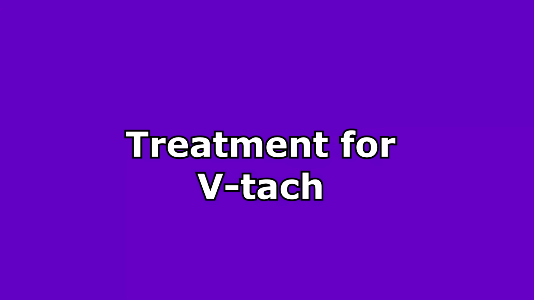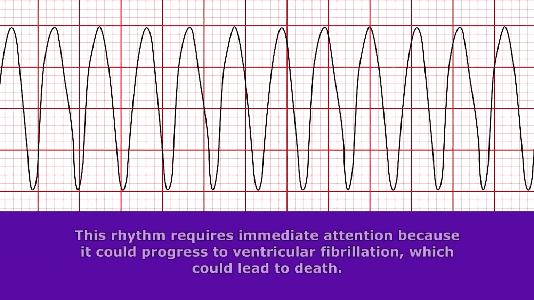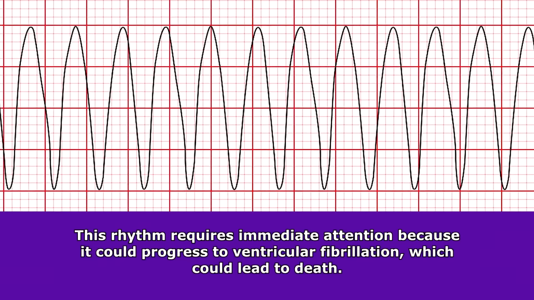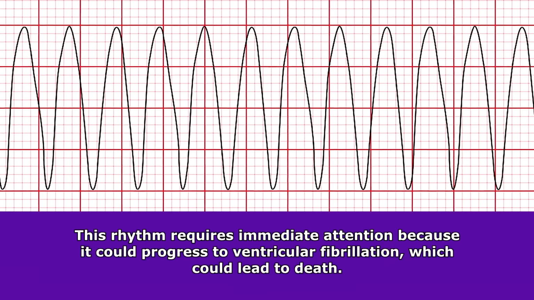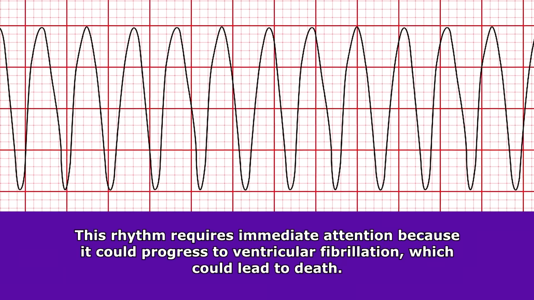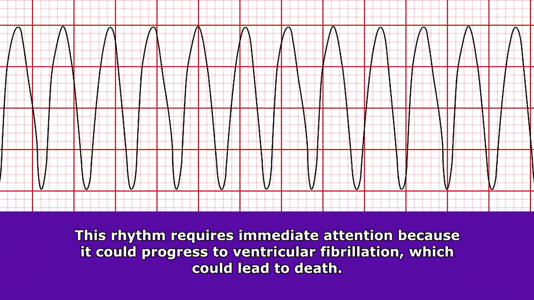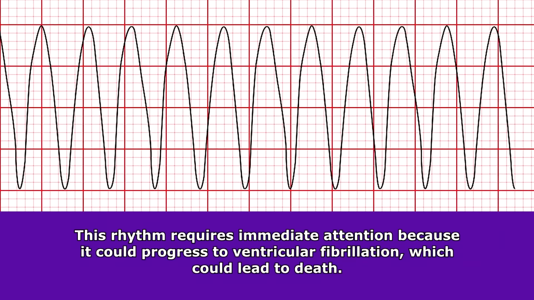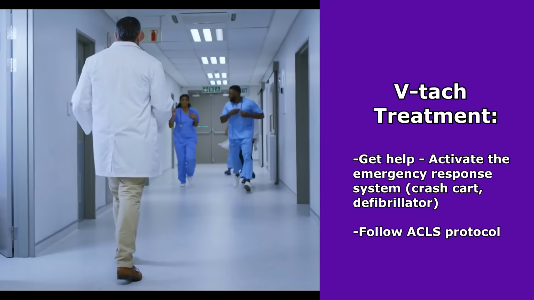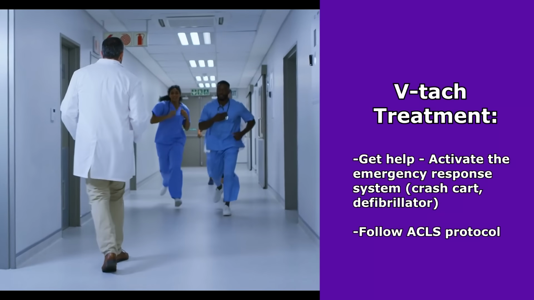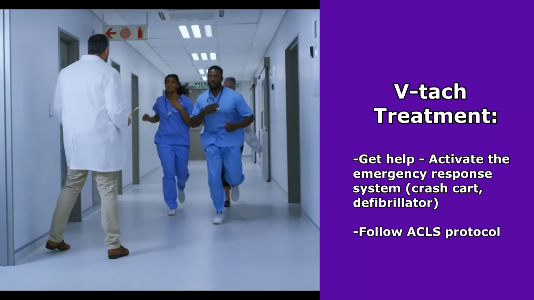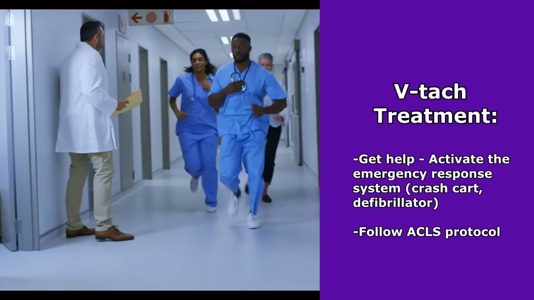Now let's talk about the treatment for VTach. So with this rhythm, it requires immediate attention because it could easily progress to ventricular fibrillation, which will lead to death. Now, depending on where you're at, how your patient is doing, are they stable, unstable, they don't have a pulse, you want to get help. So some things you want to do is you want to activate the emergency response system, you want to get supplies like crash cart, defibrillator, and you want to follow ACLS protocol.